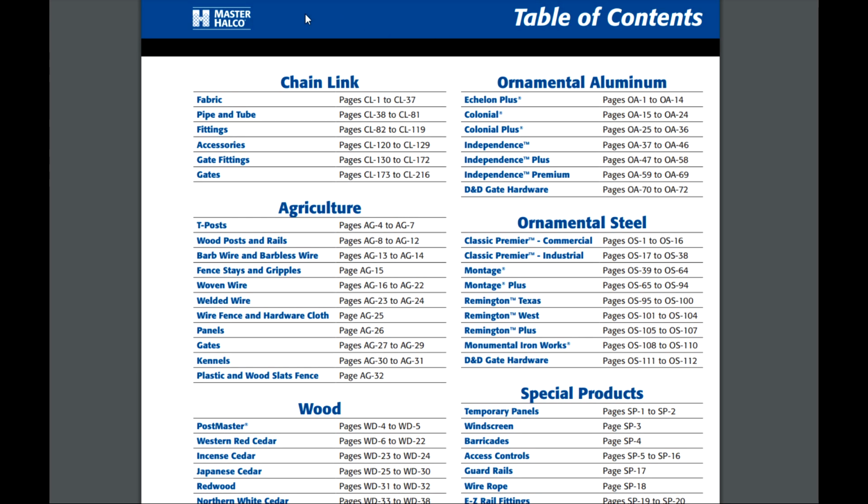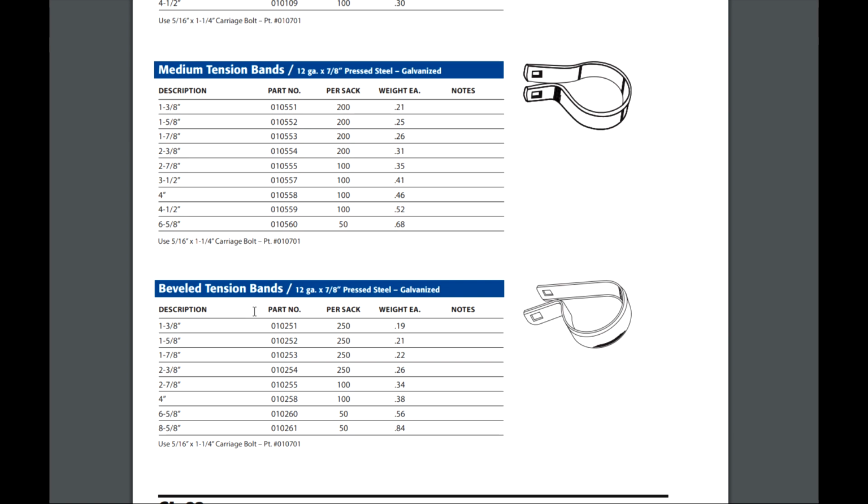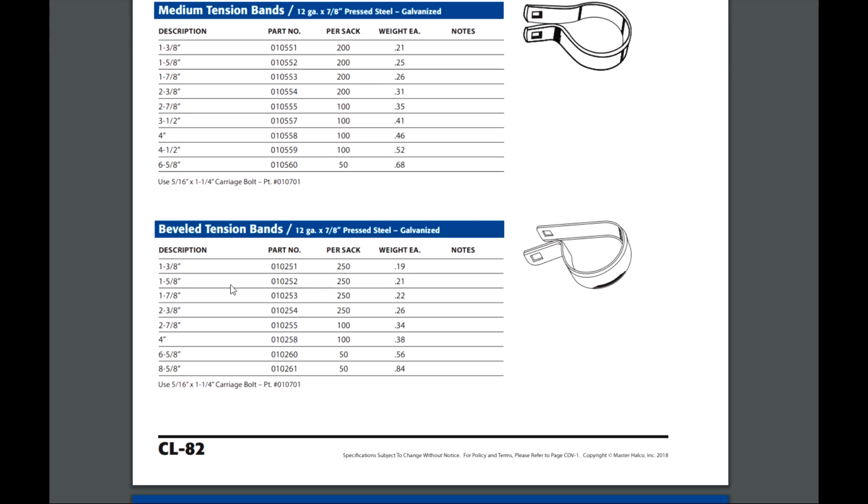Master Hulco's catalog follows the same structure. Their catalog is divided by fence type, with categories for each type. Within each category are tables, what we call collections. Each table is a list of related components. Here's a collection of regular tension bands, available in different sizes, and here are a couple of other collections of different types of tension bands.